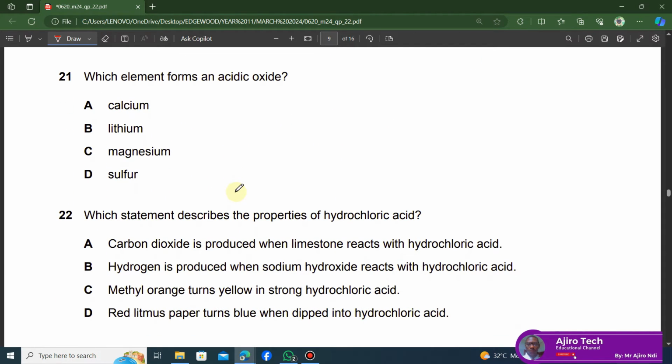Which element has an acidic oxide? You know, non-metal oxides are acidic oxides. Sulfur is the only non-metal here, and that's what makes it the correct answer.